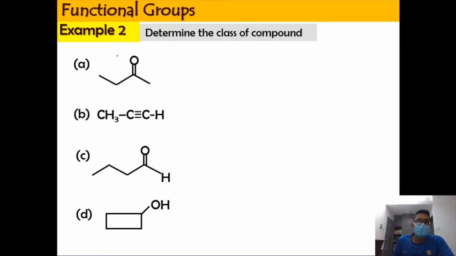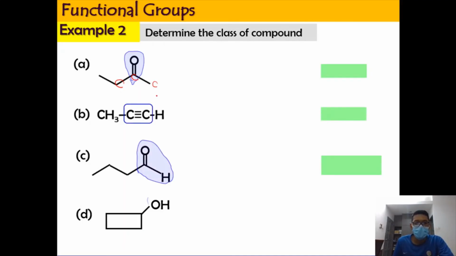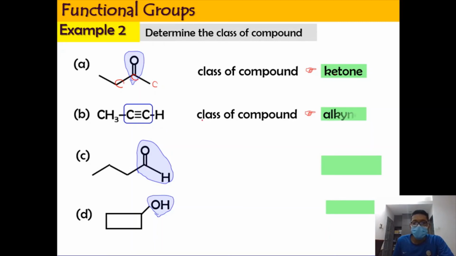Now we're going to do example 2, which is to determine the class of the compound. So we can determine the class of the compound according to the functional group here. Here you can see that C double bond O is attached with another C, attached with another C. So you know that the class of the compound is going to be a ketone. Okay, so here is a ketone, and here we've got a triple bond, which refers to an alkyne.